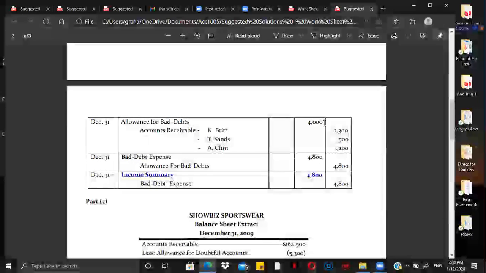She paid you, right? So you lower accounts receivable 1,500. We're at December 31st. This was where we wrote off these three persons' debt. And similar to what we did in the ledger, we are writing them off.